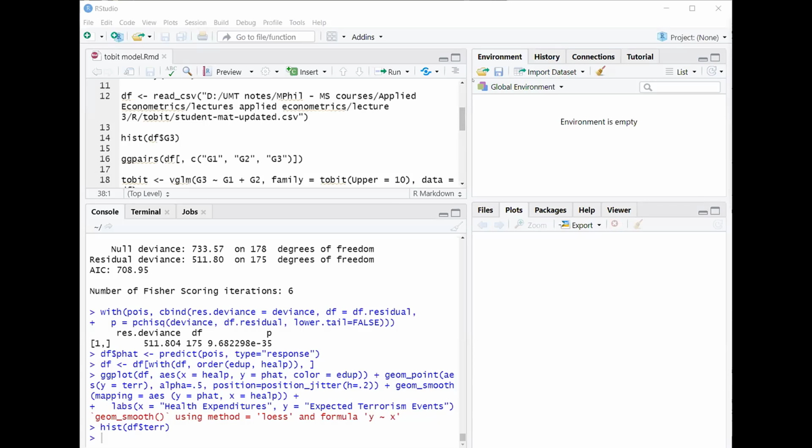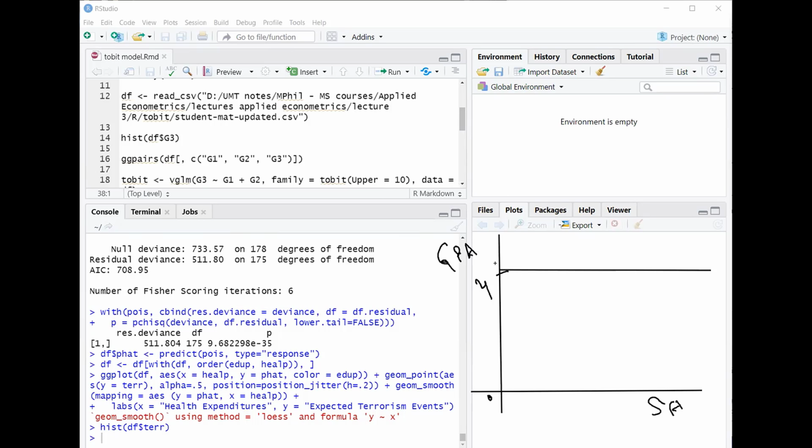Let me draw the diagram here, so that it's the same case as the model for logit. Suppose you have this y axis and this is the x axis. You put study hours here and you put GPA here. GPA is between 0 and 4. Let me put it here, 0 and 4. So it means that logically your answer should not be more than 4.